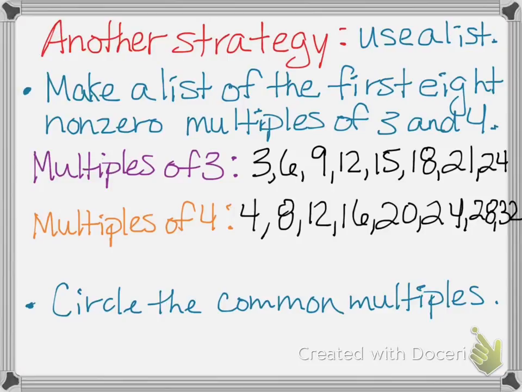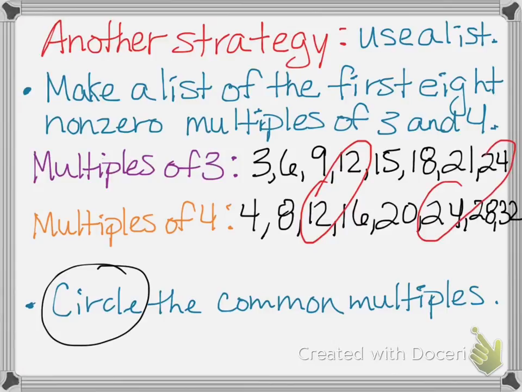Now let's look at the two lists. Let's circle the common multiples. Now I see on the top and the bottom of the two lists, I see the number 12. They are the same. And the numbers 24. They are the same. Now let's move on to the next slide so we can move on to the next step.